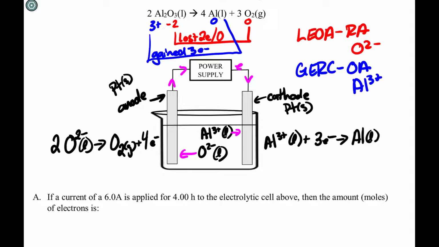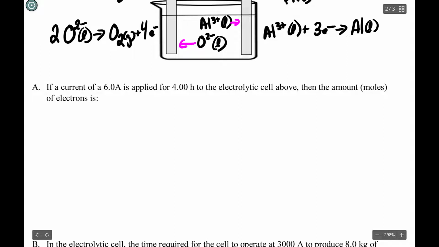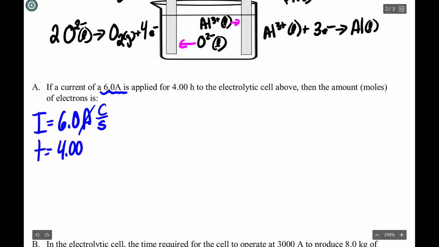Let's do an actual problem where we're making a calculation. So here's the first one. It says, if a current ran of 6 amps, so I'm going to write this down immediately. Current is 6.0 amps. I never like to write it as amps though. I would write it as coulombs per second. Is applied for 4 hours. Okay, my time is 4 hours.